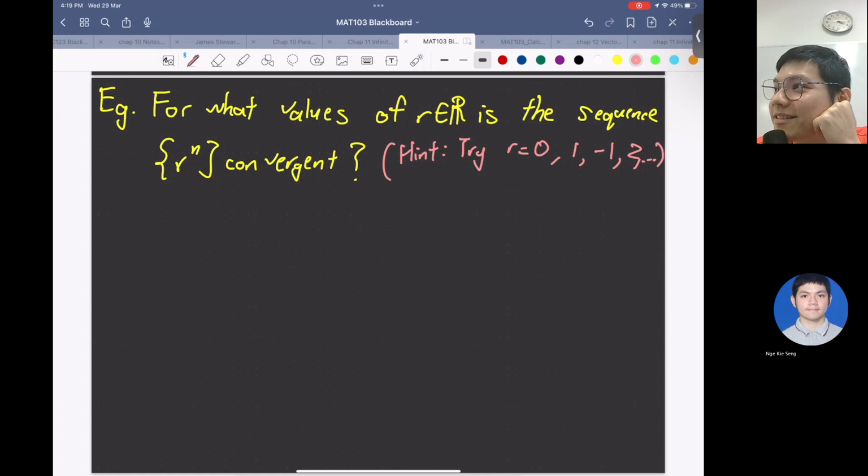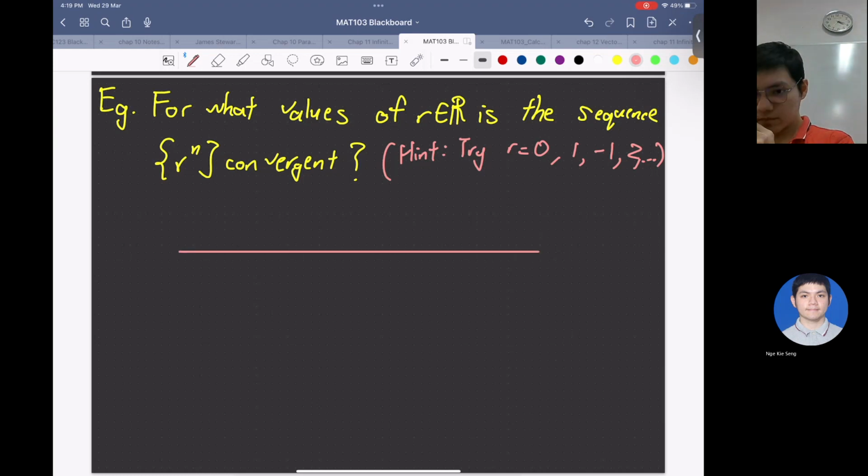Already done? Okay, what do you get? Bigger than -1, smaller than 1. Okay, so let's write down. Let me just draw it first. So you're saying that it's bigger than -1 up to 1.